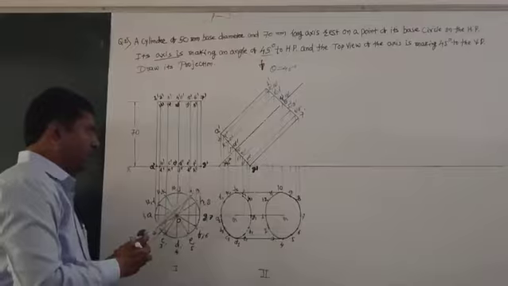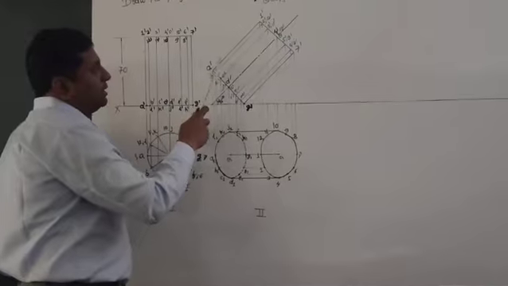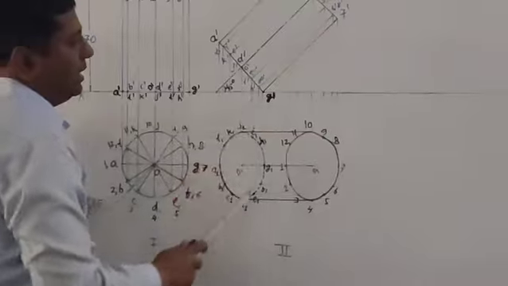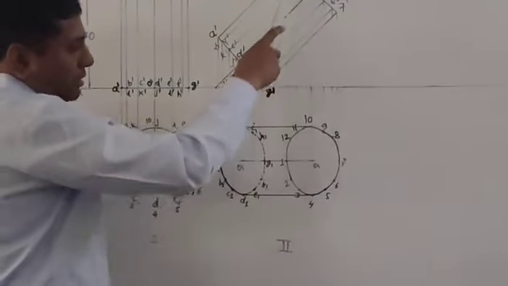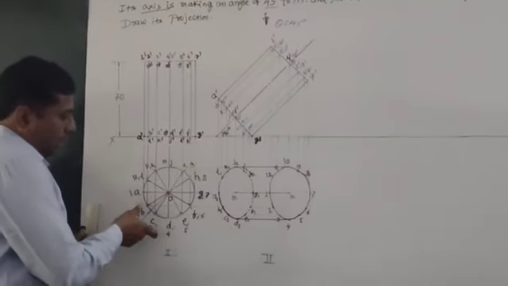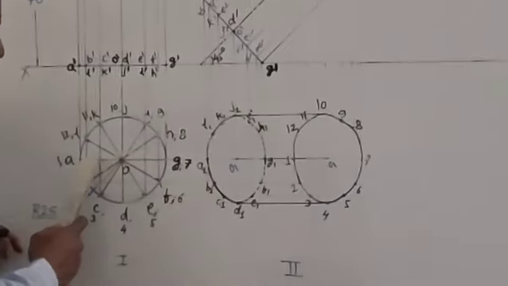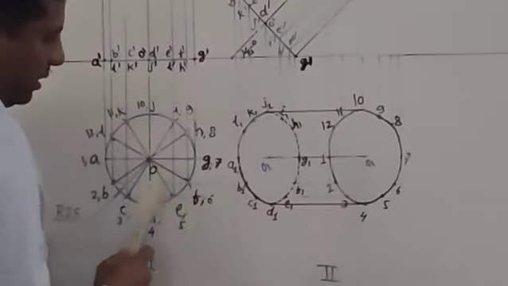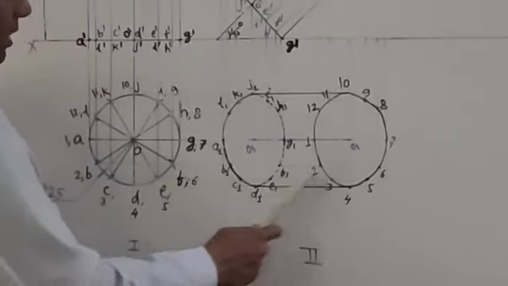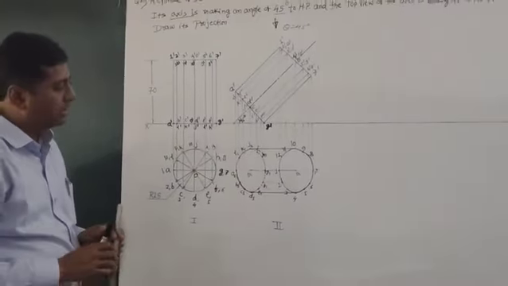Next step, we have to take vertically downward projections from each and every point, from A dash, B dash, like this. Similarly, 1 dash, 2 dash, 3 dash, vertically downwards you have to take the projections. Then, from the top view you have to take horizontal projections. Let us take A dash, then another line from B dash, B, then from C, from D, from E, like this. From every point you have to take horizontal projections.